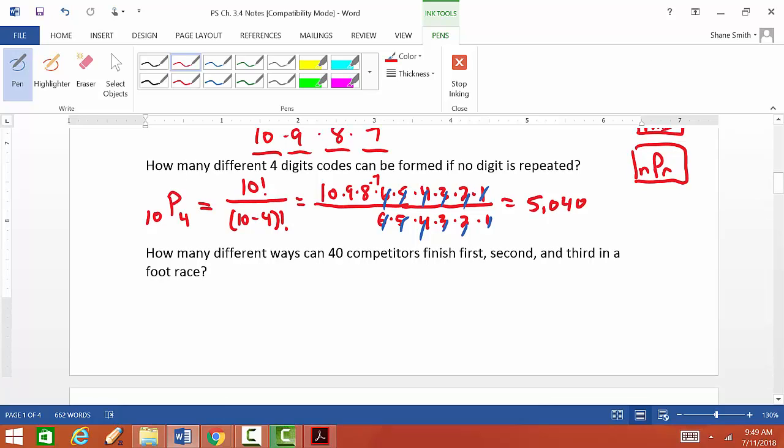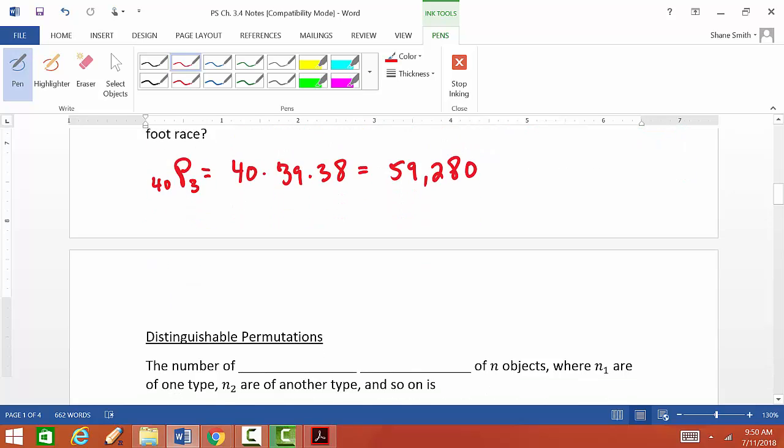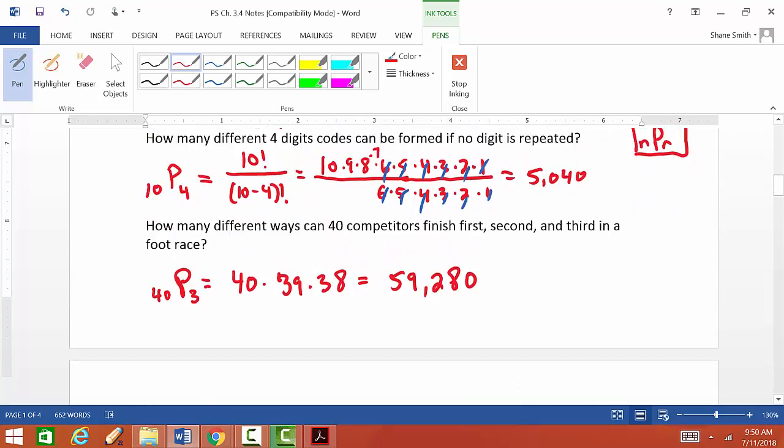So there's 40 competitors in a race. We care about finishing first, second, and third. So that's 40P3, which is going to end up being, there's 40 possibilities for the first person, 39 for the second, and 38 for the third. So you could do 40P3 in your calculator, or you could do 40 times 39 times 38. Either way, that's 59,280. So that's permutations of selecting r objects from n objects.